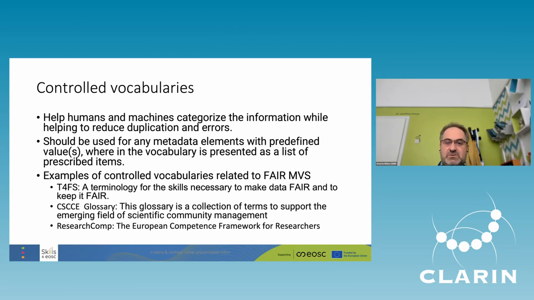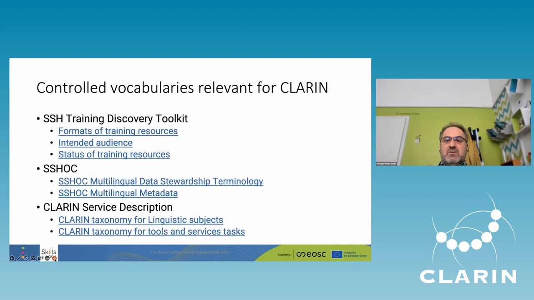within the Skills4EOSC project. For example, we use controlled vocabularies a lot when describing the minimum viable skill set of EOSC. Here are some of the examples. But the CLARIN community is also very familiar with controlled vocabularies. These are just a few examples of controlled vocabularies that I found in the Social Sciences and Humanities Vocabulary Commons instance. For example, the intended audience or the status of training resources from the training discovery kit or from the service description, the taxonomy for linguistic subjects, etc.